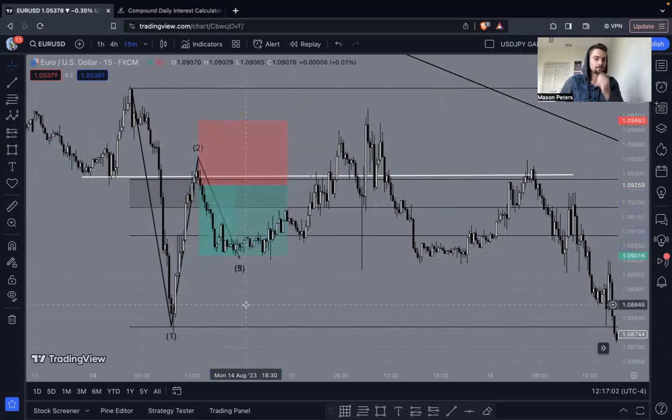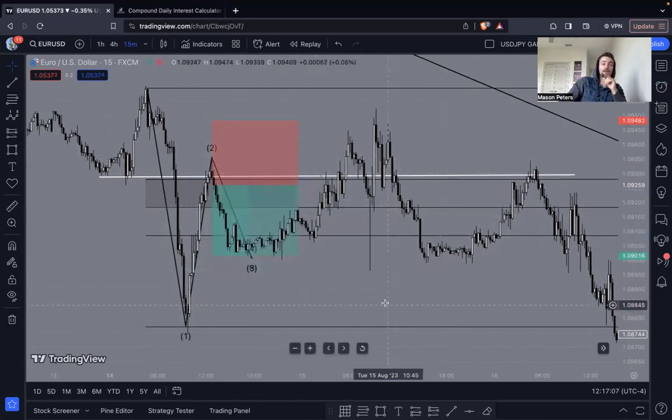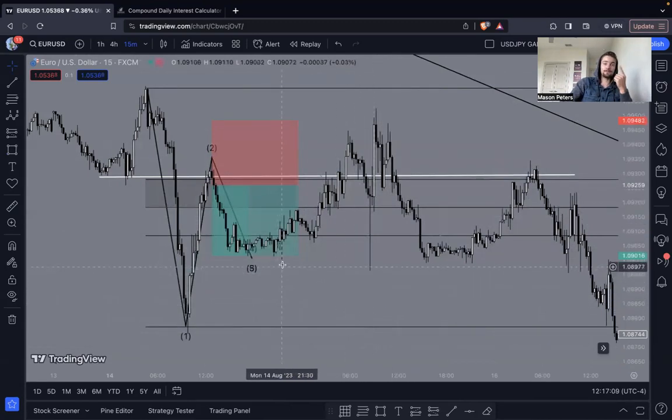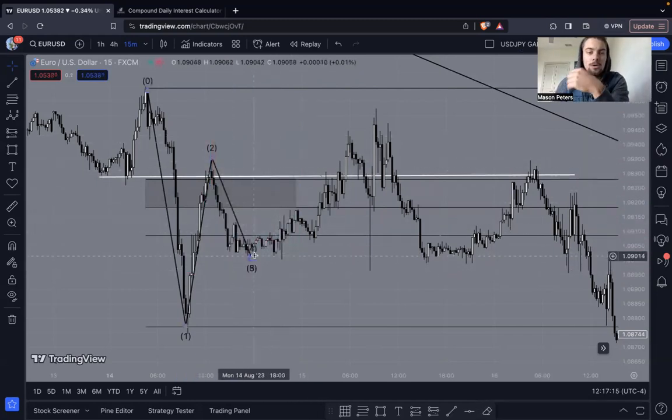Boom. Look at that. Look at that. That is how you trade the Elliott wave. That right there is exactly how you trade the Elliott wave. Fibonacci, support and resistance, and Elliott wave. Let's look here now.